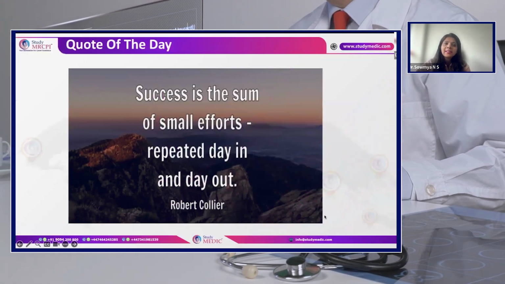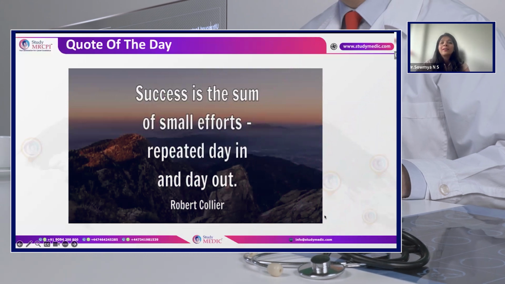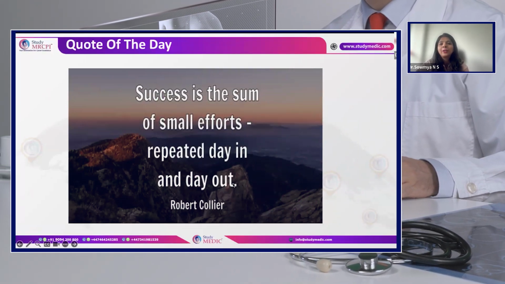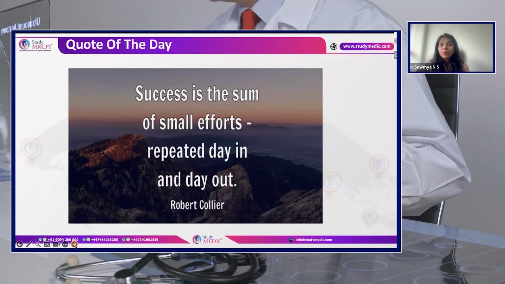Yes, remember, success is the sum of small efforts which you are doing daily, day in and day out, because these small efforts would take you to the peak of success for sure.